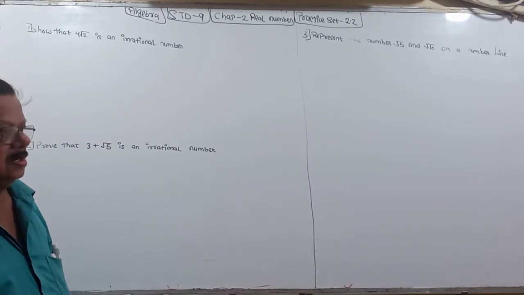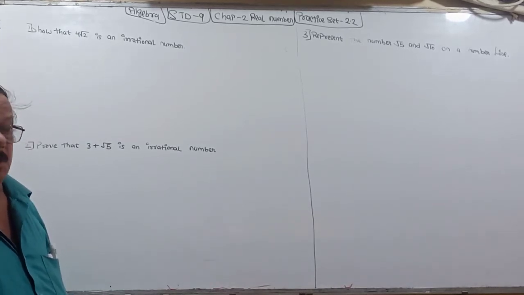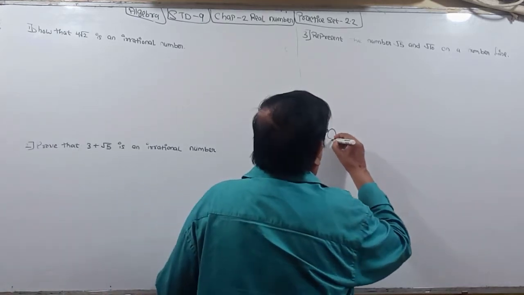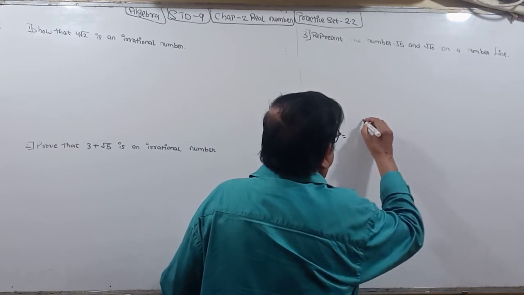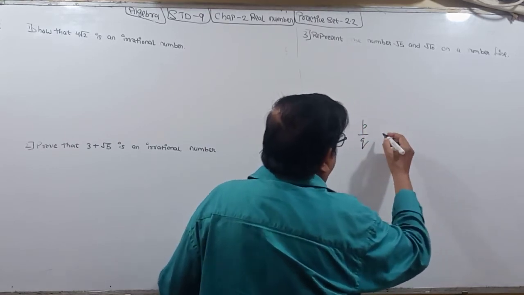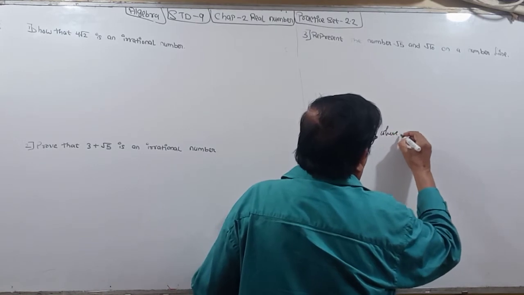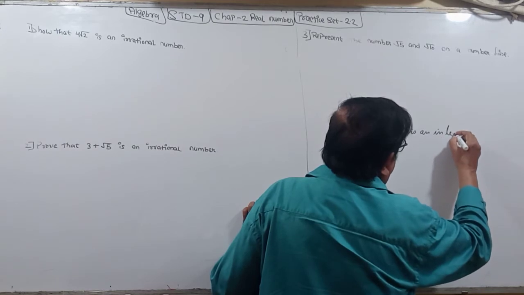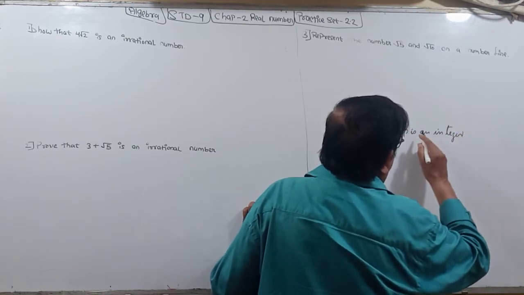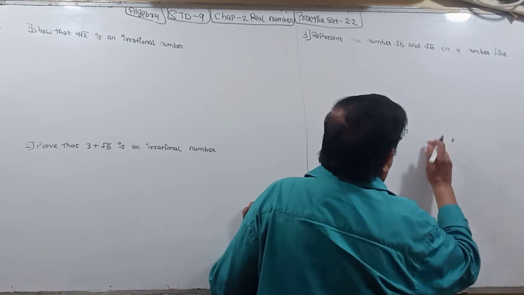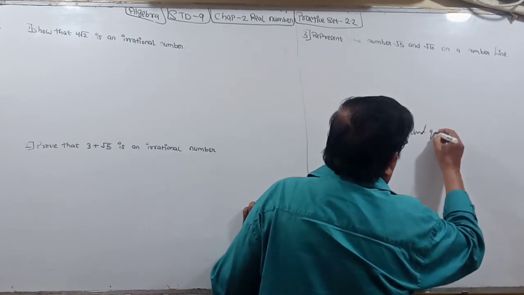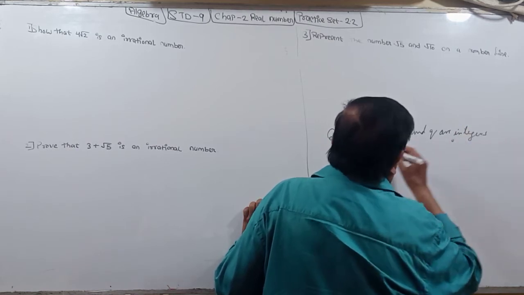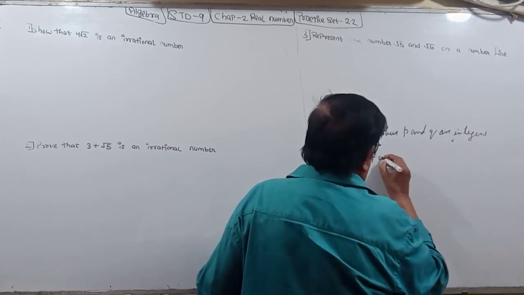Yes, students. In my previous lecture, I spoke about rational numbers. A rational number can be written as p upon q, where p and q are integers and q is not equal to 0.